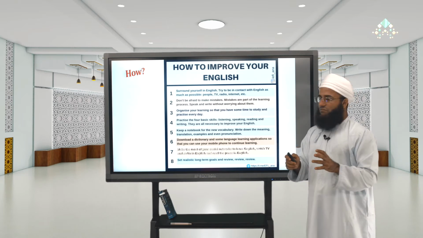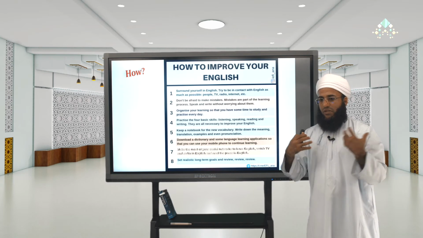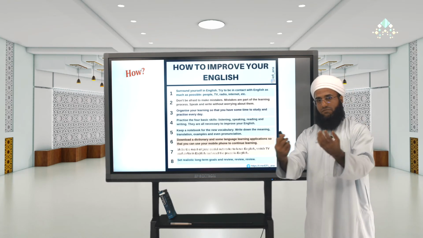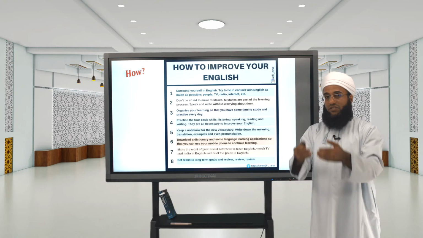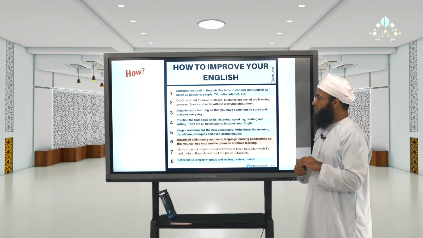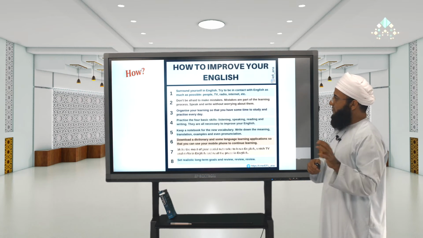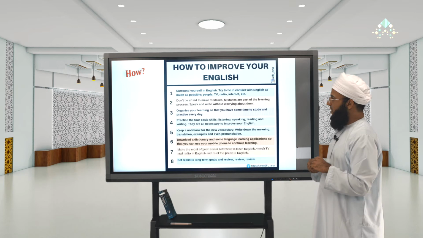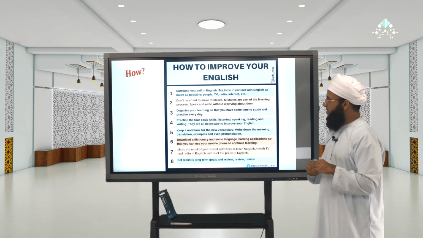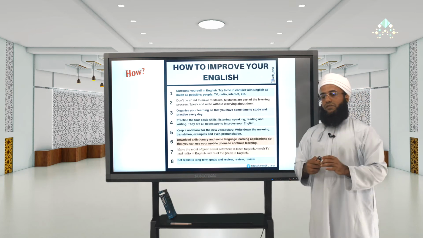So you need that thing when you learn this language. You need to find an environment around you to improve, to practice the English language. Number two, don't be afraid to make mistakes. Mistakes are part of the learning process. Speak and write without worrying about them. This is a tip for you.